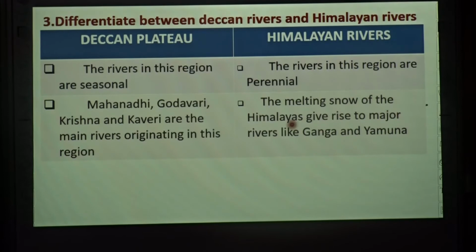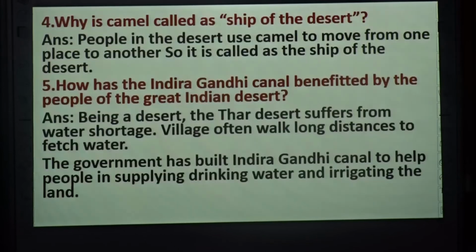The melting snow of the Himalayas gives rise to major rivers like Ganga and Yamuna. So the perennial rivers rise from the Himalayas' melting snow. So the melting snow of the Himalayas gives rise to the major rivers like Ganga and Yamuna.